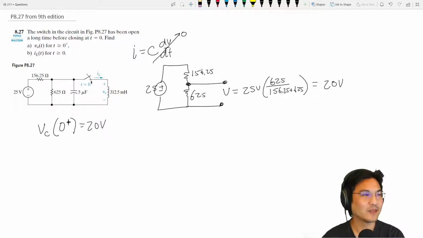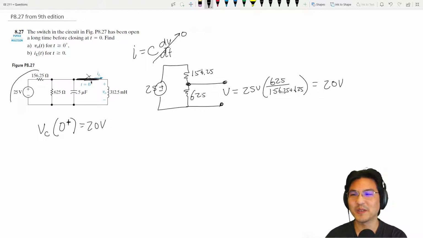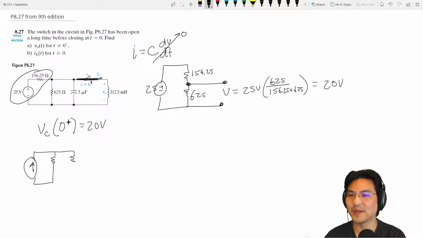Okay, so now when we close the switch, what happens? Then we have, right, so this is connected here. So now we have kind of a current divider. Why don't I do a source transformation here? So I'll turn that into a current source, and then it'll just be the 156.25 ohm in parallel with the 625.